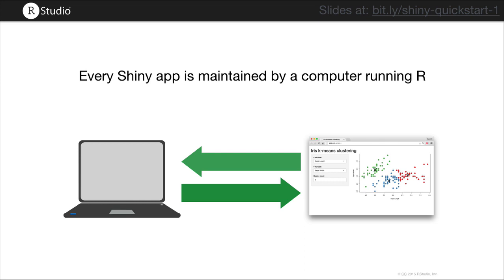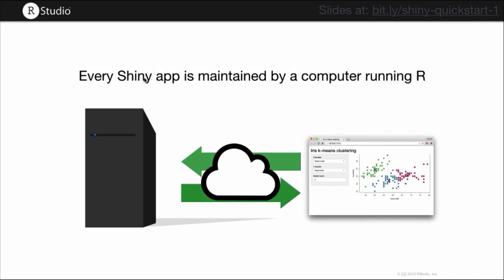If you wanted to share the app over the cloud, all you have to do is arrange to have some type of web server service the app. So you set up the web server to run R, to maintain the app, and then anyone can access the app through the cloud because the web server is already designed to talk to the cloud.